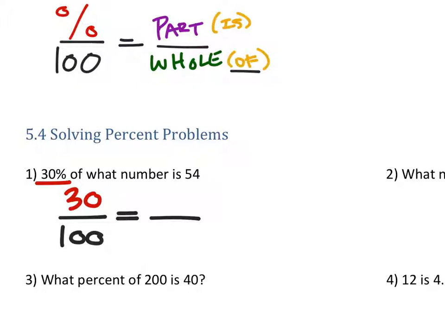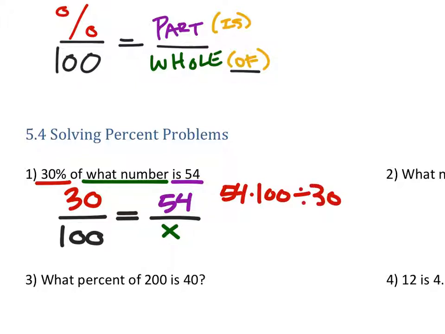Now, there's two things on this. So we have the is word right there. Is 54, and that's the part. But they also told us it's of what number? And of is the whole, and that value goes in the denominator of that second fraction. So that's the unknown. From here, we just use fishy method. So that would be 54 times 100 divided by 30. And when I put that into the calculator, I typed that in wrong. So when we solve this one, we see that the number that we wanted is 180.